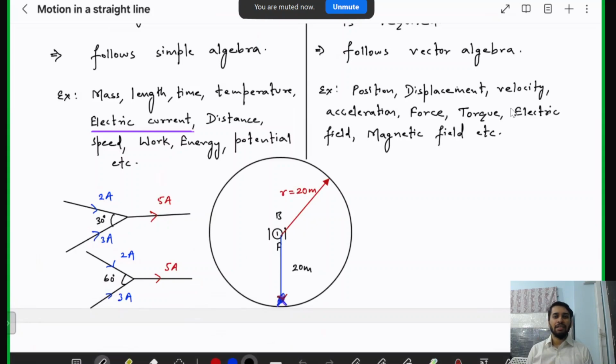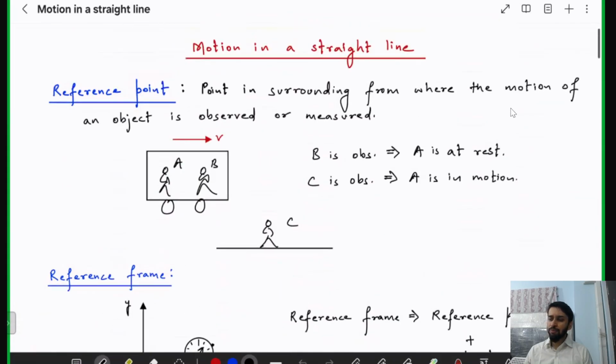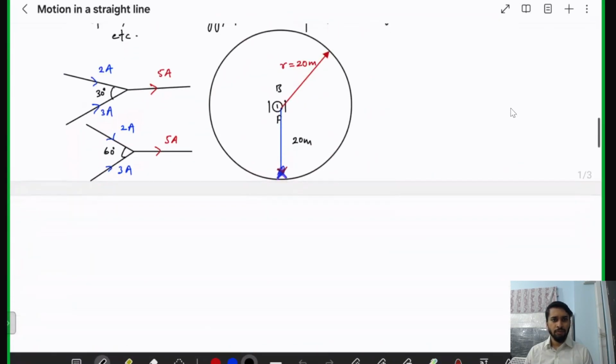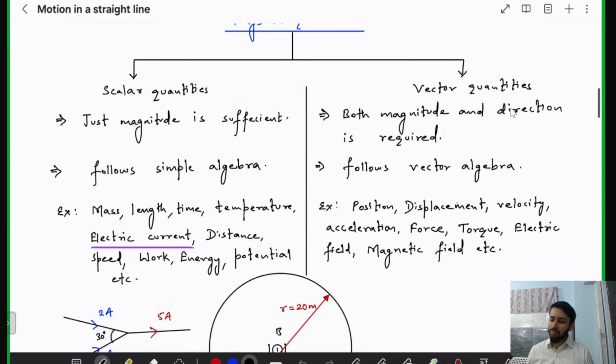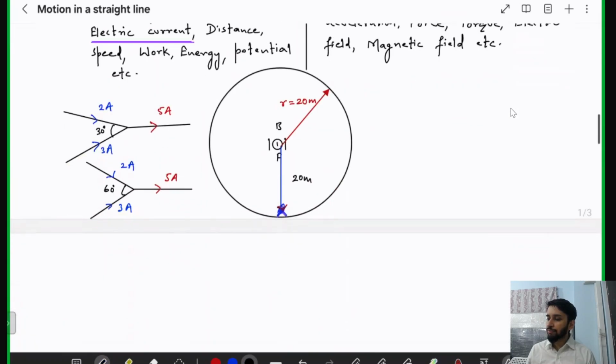So, in last class, we have studied a little bit of introduction of motion in a straight line, right? Very basic concepts: reference point, reference frame, and all. Basic difference between scalar quantity and vector quantity, right? So now in today's class, let us do some questions based on distance and displacement. Some basic questions we will do. Okay, let us see.